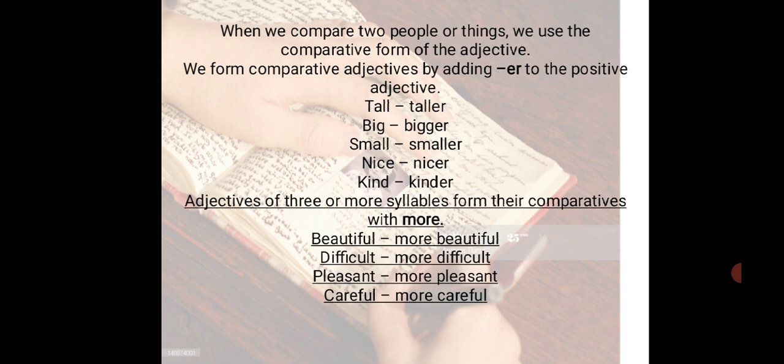Now, one more important thing to remember. Adjectives of three or more syllables form their comparatives with more. Okay, children? Adjectives of three or more syllables form their comparatives with more. Example words: beautiful, more beautiful; difficult, more difficult; pleasant, more pleasant; careful, more careful.